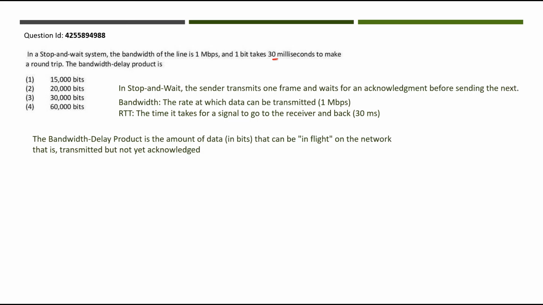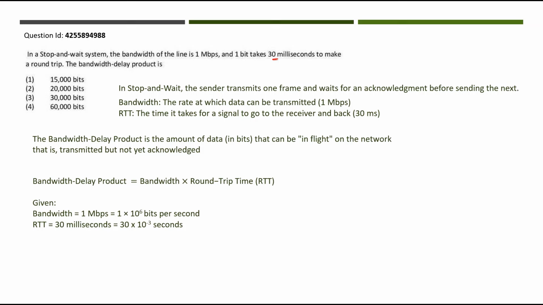It has left the sender but still we don't know whether it reached the receiver or not, because the sender has not received any acknowledgement. This is the bandwidth delay product. It is the amount of data, which has to be mentioned in bits. That's why the answer is given in bits unit in all the 4 options. Bandwidth delay product can be calculated by multiplying the bandwidth value by the round trip time. The given values are bandwidth and round trip time.